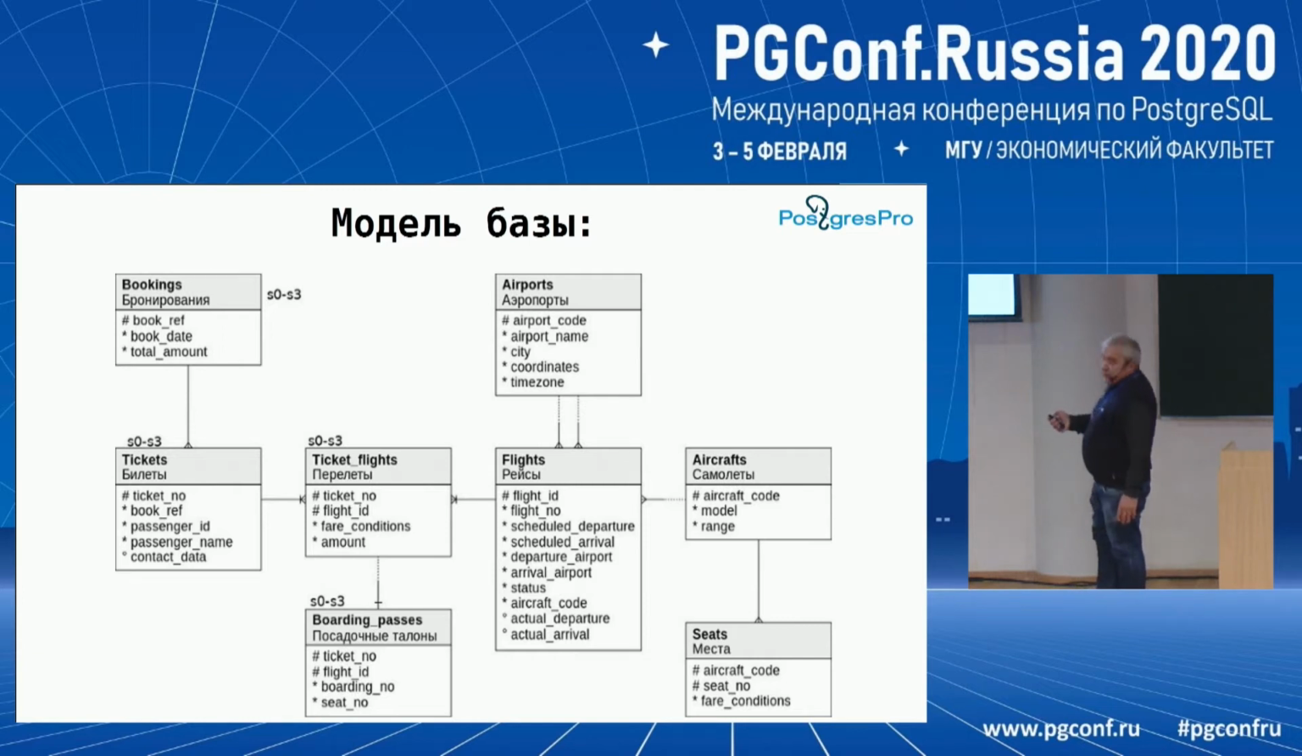Logical model of the base. It is very simple. So, this is the logical model of the base. Bookings. Here you can see the category of security. Tickets. A booking can actually include several tickets. One ticket can be related to several air flights, transfers, for example, and boarding pass. That is number of the ticket, number of the seat, and all other information is for our reference.